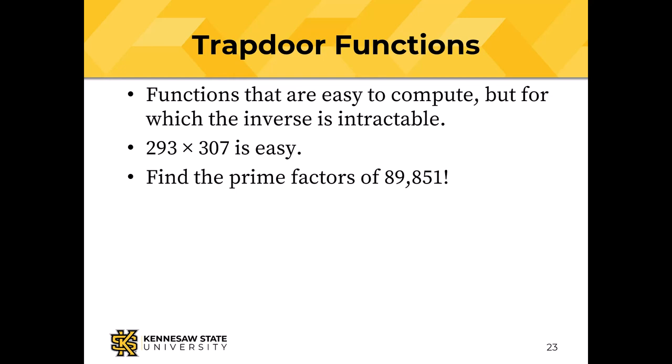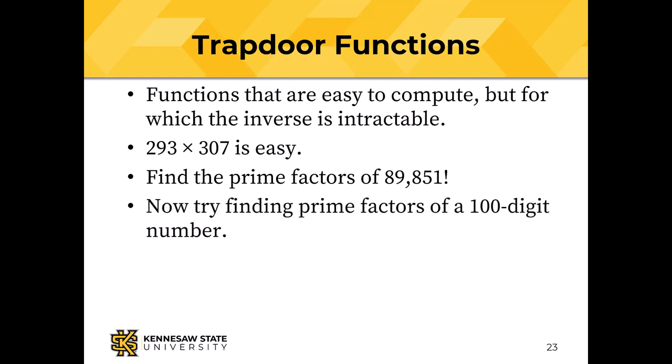If I didn't say anything about 293 and 307, if I instead said, find the prime factors of 89,851, I could go away and come back next week before you were done. Okay? There's an algorithm to do it. And actually, with a five-digit number, you could probably do it in a few hours with a computer. Now, instead of using three-digit numbers, suppose I use hundred-digit numbers. Now I've got something that, with the fastest computer anybody knows about, finding the prime factors of a hundred-digit number is something that's going to take decades. We know exactly how to do it. It just takes a long time.